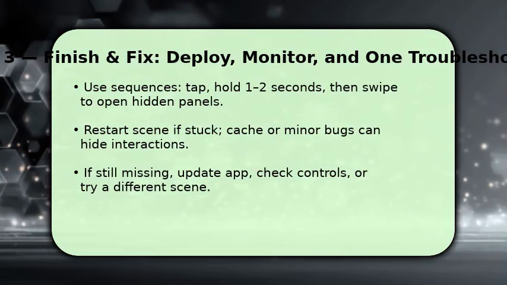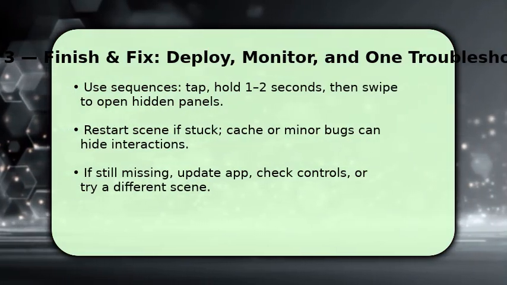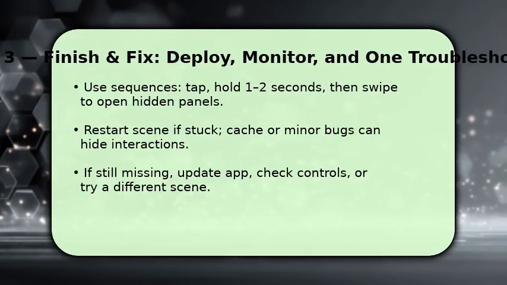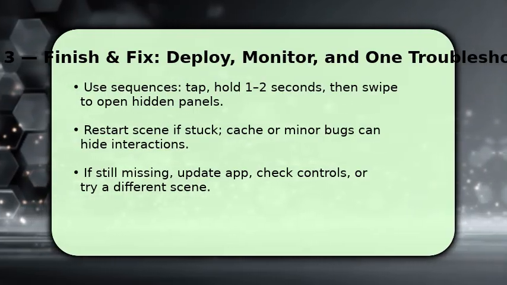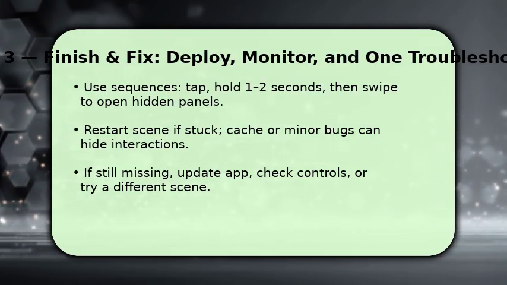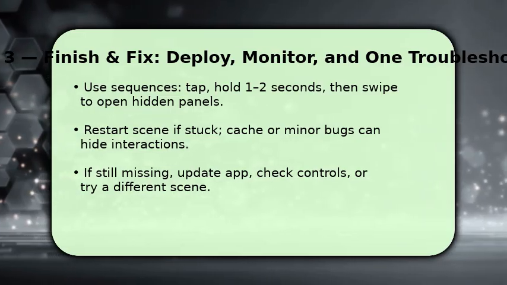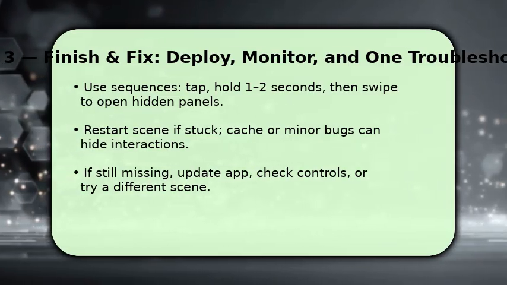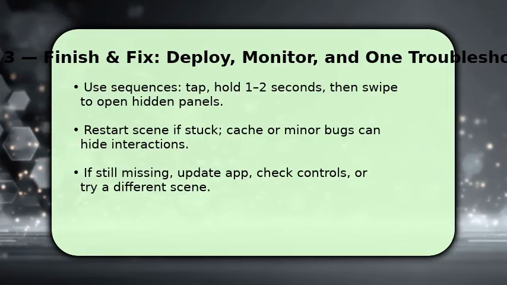Complete the search by executing reveal sequences. Tap the object, hold for 1 to 2 seconds, then swipe or tilt the device. Many hidden characters appear only after that motion. If nothing pops out, restart the scene. Sometimes cache state blocks interactions.